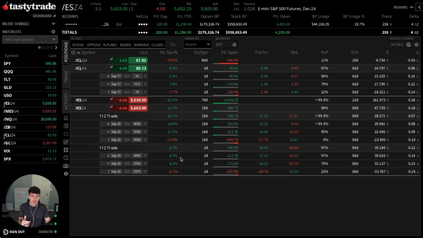If you can see here, again, these trades are newer. So you can see here how these two short puts have an 18.8% profit. Once they get to an 80 to 90% profit target, then you close out these trades and leave on the put debit spread hedge. This is the easiest way to put on a hedge.